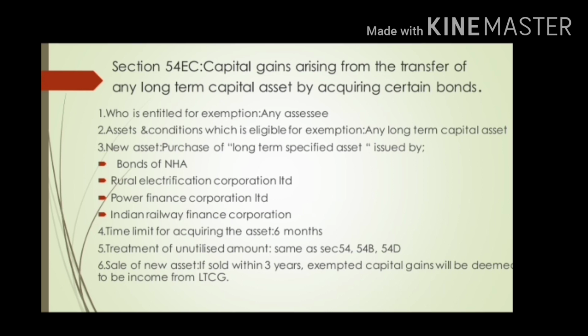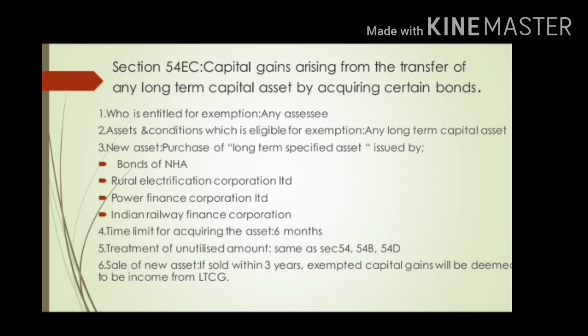And the asset the assessee should acquire to get the benefit of exemption, the new asset, means purchase of long-term specified asset issued by bonds of NHAI, National Highway Authority of India, or Rural Electrification Corporation Limited. Also purchase of long-term specified asset issued by Power Finance Corporation Limited or PFC, then Indian Railway Finance Corporation. And the maximum limit of benefit is rupees 50 lakh. And the time limit for acquiring the asset is that the new asset should be purchased within 6 months from the date of transfer of the original asset.